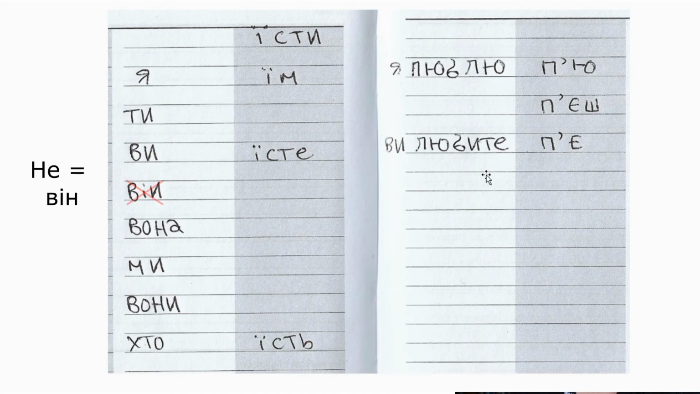And then I thought, well, let's get them in a collection. I've got my pronouns here. Я, I, ти, you, ви, you, він, he. So my writing isn't great there. That should be a vin, right? Vonna, she, me, we, Vonnie, they, and kto is who. And I think who will probably be the same as vin and vonna.